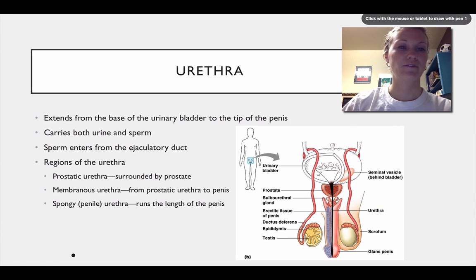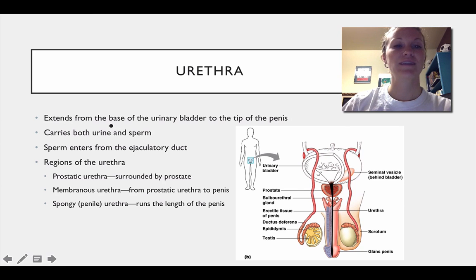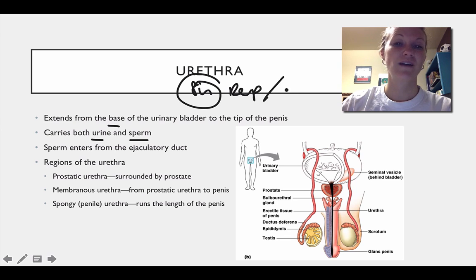Then we get to the urethra here. The urethra extends from the base of the urinary bladder to the tip of the penis. It'll carry both urine and sperm. When we talked about the urinary system, we went through that a little bit: the urethra in a male is about 8 inches long. It's a reproductive as well as a urinary system organ.